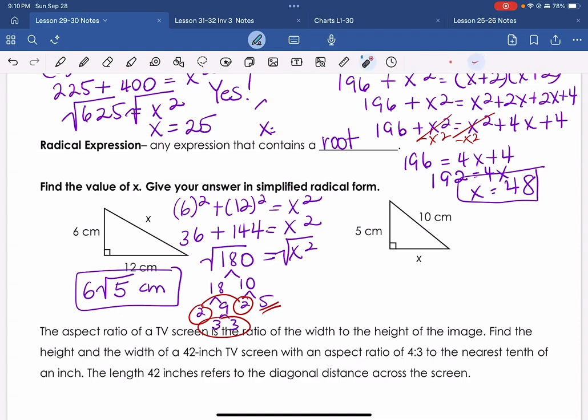Okay, pause the video and give this one a try, keeping in mind that they gave you the hypotenuse and a leg, so be careful there. And then when you're finished, come back and see how you did.